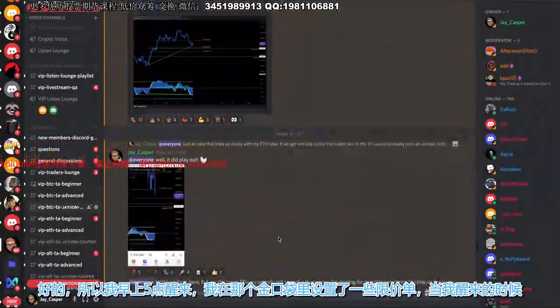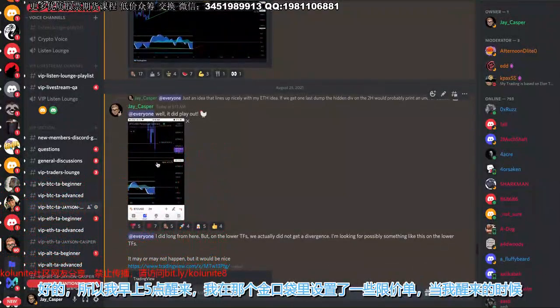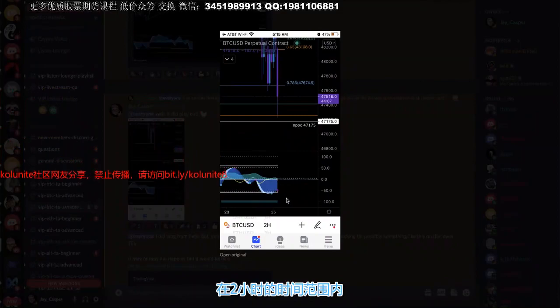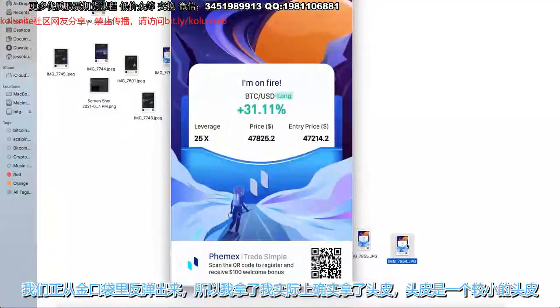Okay, so I woke up at 5 in the morning. I set some limit orders in that golden pocket, and when I woke up, I was checking my phone while in the bathroom, and this is what I see. I see a bullish divergence on the 2-hour time frame, and we're getting a bounce right out of the golden pocket. And so I actually did take that scalp, and it was a smaller scalp.